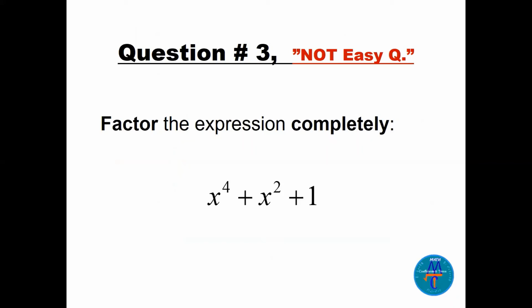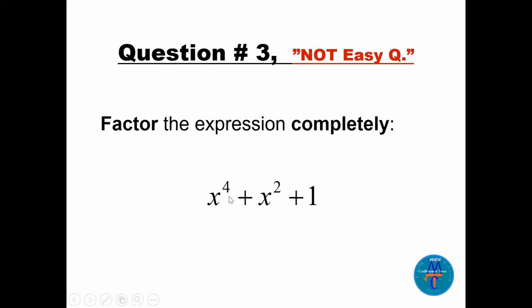Let's factor x power 4 plus x squared plus 1. Not easy. There's a little trick. You have to go around, you have to think, you have to do something. You can pause a little here and think, try to sketch on your paper. What can you do? Let me ask you before I show you the solution.